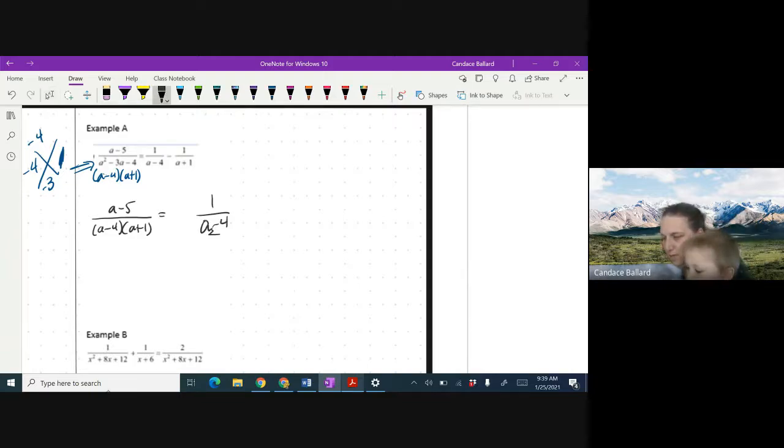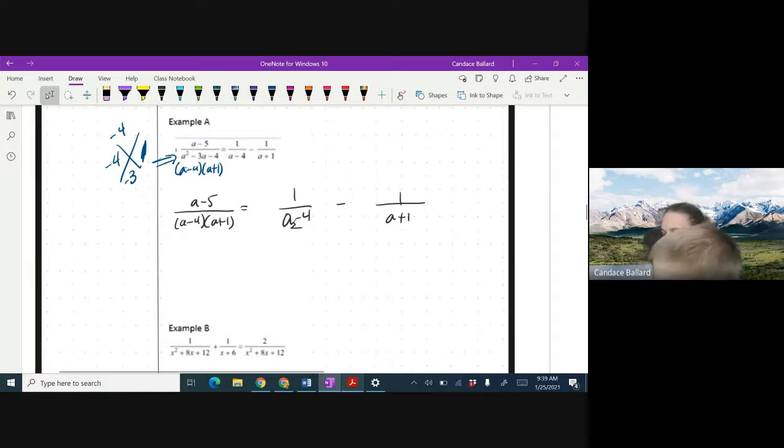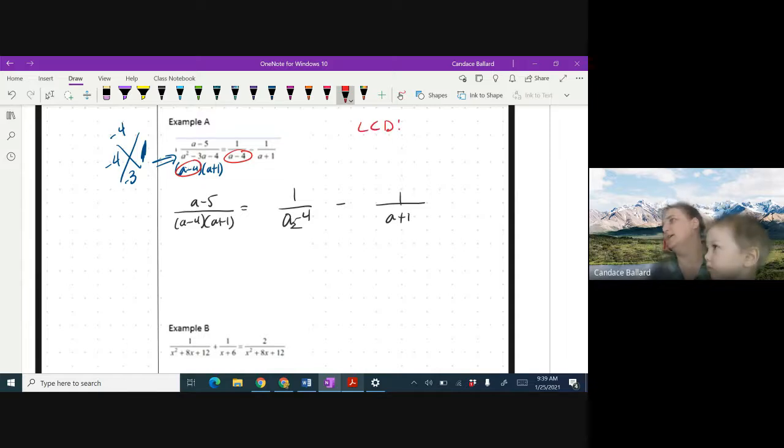Over 1 and then minus and a little bit more space. And I've got A plus 1 and 1. Okay, so now we are going to try to find an LCD. So notice we would circle an A minus 4. How many times do I get to include the A minus 4 in my LCD? Can you tell me in the chat, how many times do I include that?